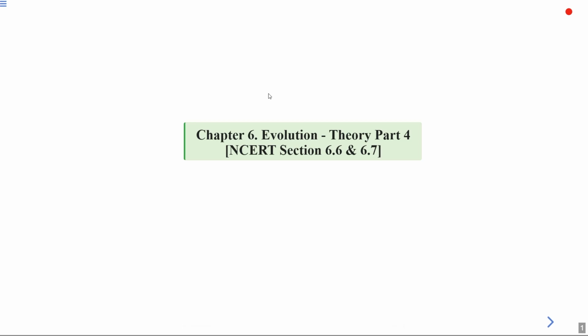And today we'll be discussing the theory related to the chapter evolution. In this session we'll be discussing NCERT section 6.6 and 6.1, and this is part 4 of the lecture.